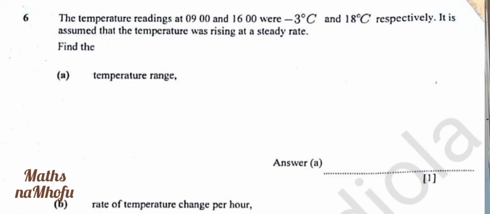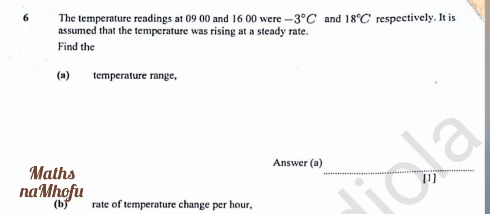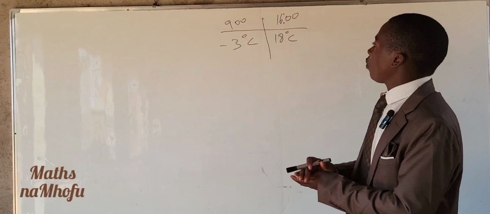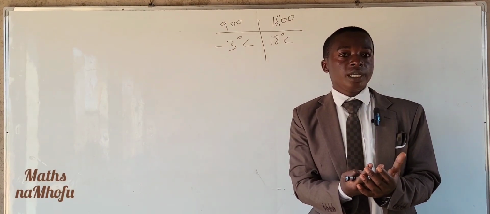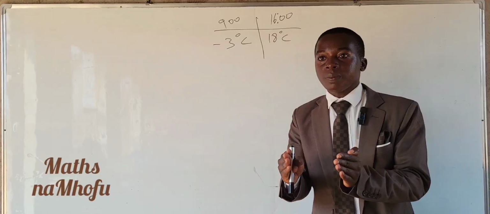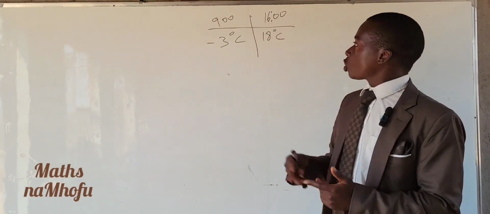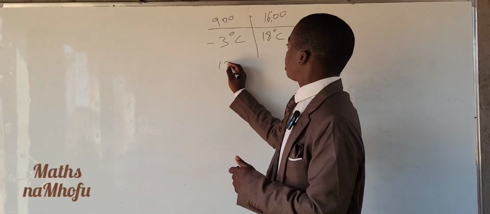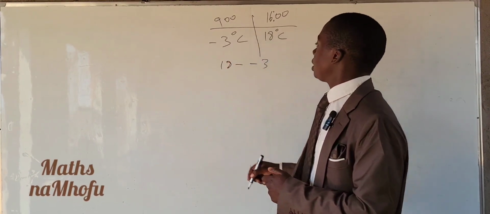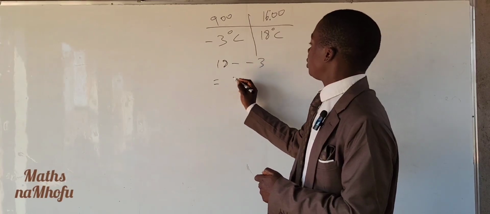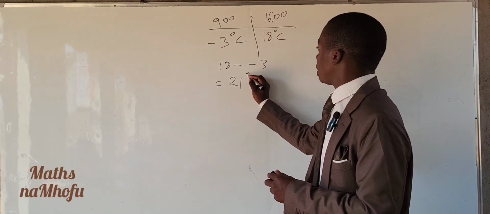Find the temperature range. I like this kind of a question. Now, for you to find the temperature range, there is a formula you have to be familiar with. The temperature range, you get it by saying maximum minus minimum. So the maximum, that's 18, minus negative 3, which is the minimum. 18 minus negative 3, what do we get? 21. So it means the answer will be 21 degrees.